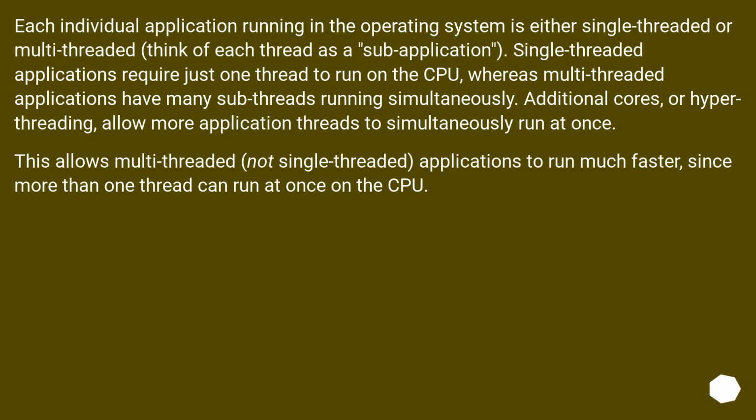Each individual application running in the operating system is either single-threaded or multi-threaded. Think of each thread as a sub-application. Single-threaded applications require just one thread to run on the CPU, whereas multi-threaded applications have many subthreads running simultaneously. Additional cores, or hyperthreading, allow more application threads to run at once. This allows multi-threaded, not single-threaded, applications to run much faster, since more than one thread can run at once on the CPU.